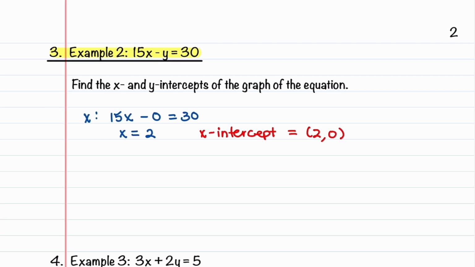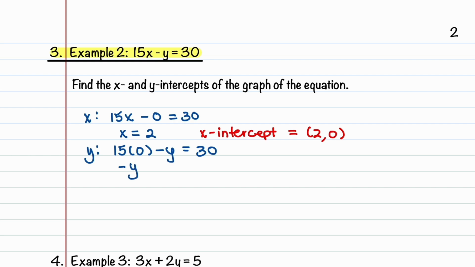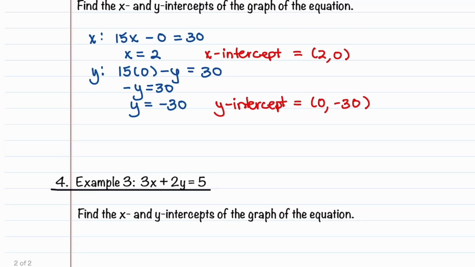Now let's find our y-intercept. For our y-intercept, we're going to set x equal to 0. So we have 15 times 0 minus y is equal to 30. So this gives us minus y is equal to 30. Dividing both sides by -1, we end up with y is equal to minus 30. So let's write down that our y-intercept is equal to 0, minus 30. Let's look at one last example.